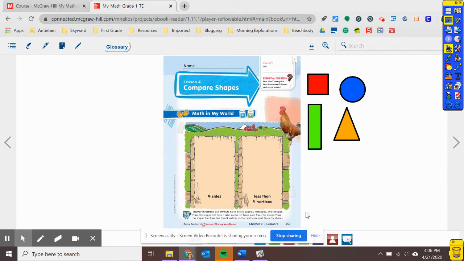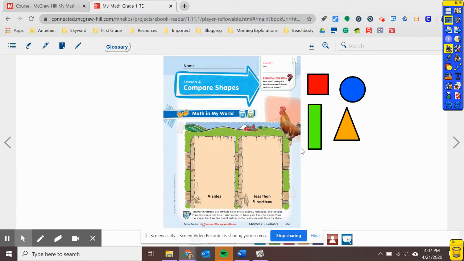Okay, so today we are going to take some of those shapes that we have been learning about. Remember, we call them two-dimensional shapes, the ones that we can draw on paper. And we are going to be comparing them. We're going to be looking at them and their different attributes, or the different things that we can use to describe them. So I have four shapes here.